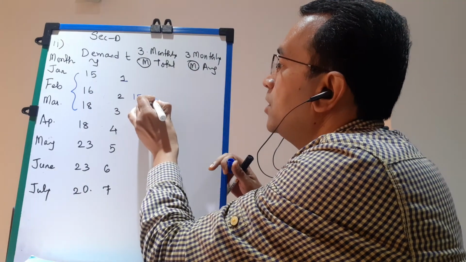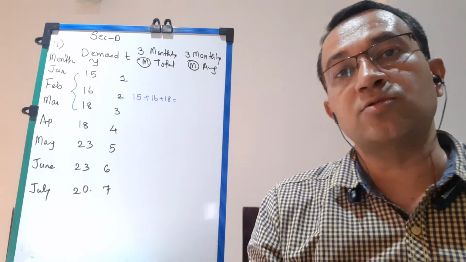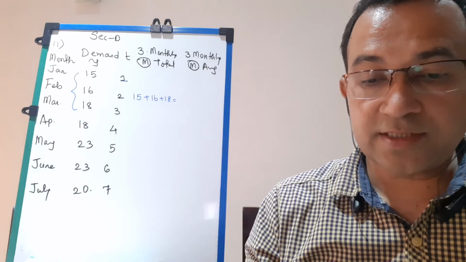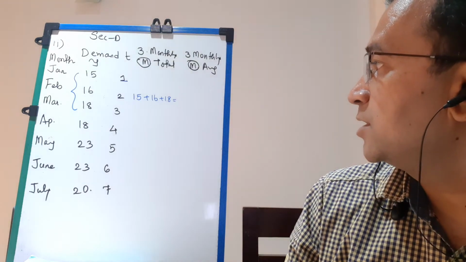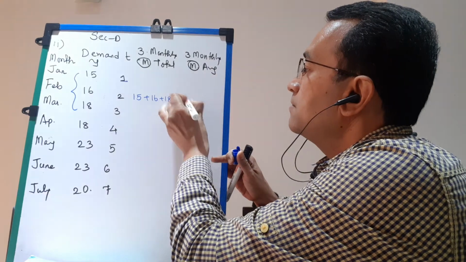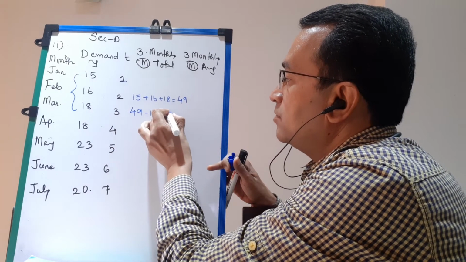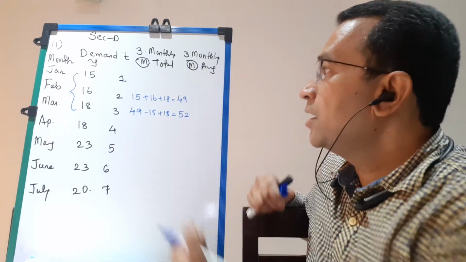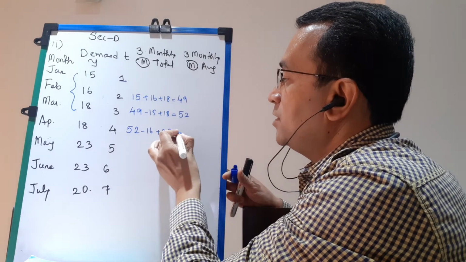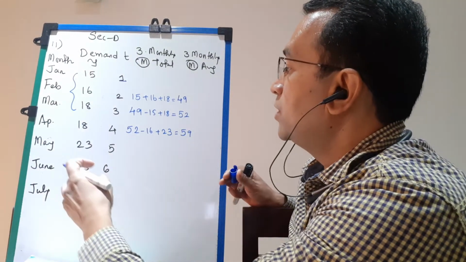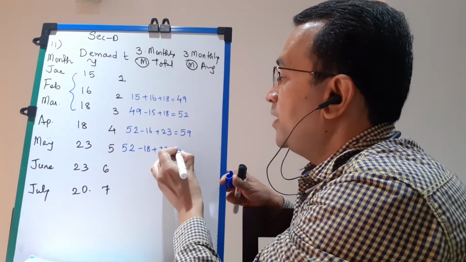So 15 plus 16 plus 18. This much, students, all of you carefully observe. That's all, students. This is the main part of the sum. Students, once you understand this, I don't think you should have any problem. Now this total 15 plus 16, 31 plus 18. So how much? 49. Now what we have to do? Remove 15 and add 18. So 49 minus 15 plus 18. So this total is 52. Now remove 16 and add 23. So 52 minus 16 plus 23. So this total is 59. Now remove 18 and add 23. So I have to add 5. So this is 50.